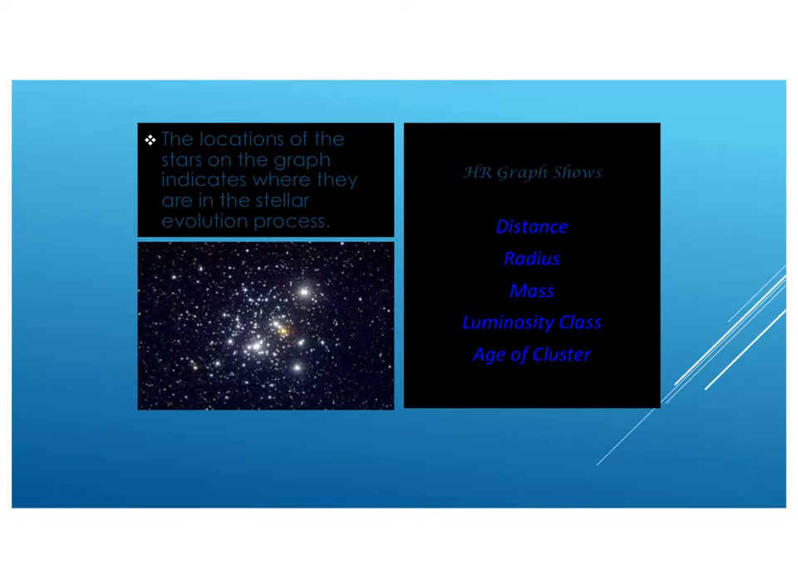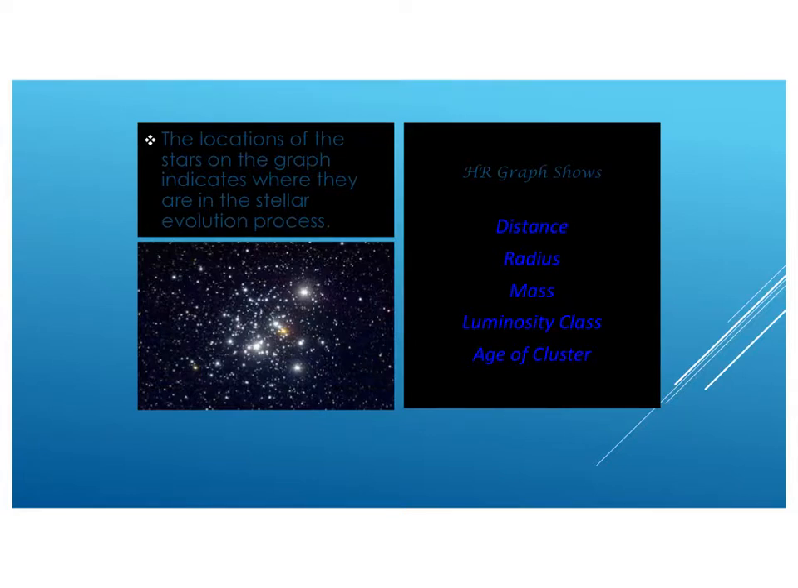So the HR diagram gives us a lot of information. The location it can't give us, but we can interpret somewhat of a distance. More importantly, we can look at radius, mass, luminosity, and also the age of a cluster. As we're learning this concept, we can think about plotting individual stars, but what's more important is to plot the age of a cluster, because stars in a cluster are going to have approximately the same age.